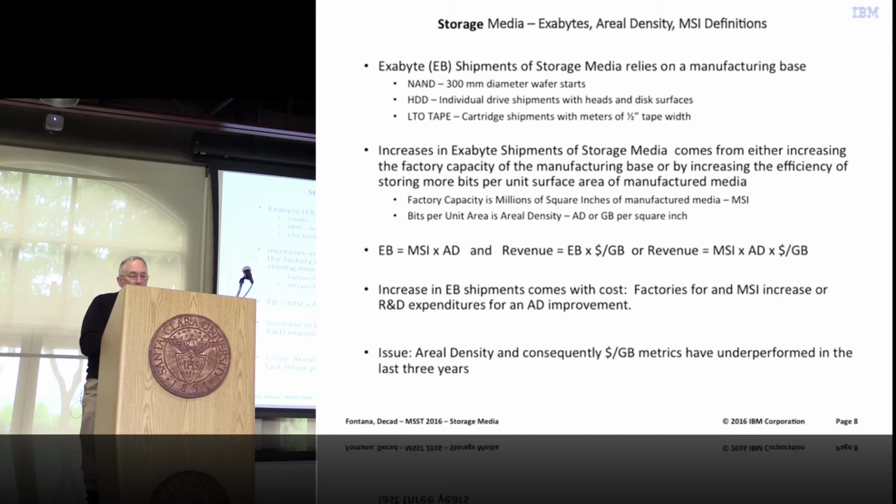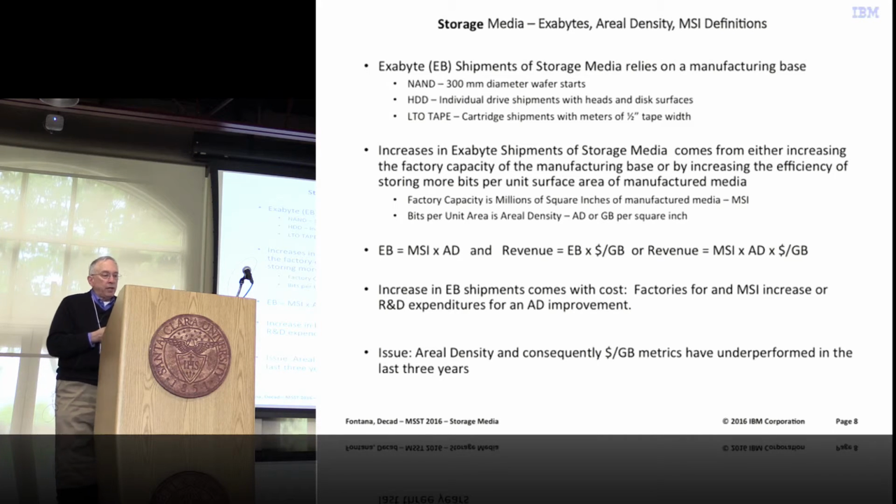The exabytes is simply the manufacturing base times the areal density, and the revenue is the exabytes times the dollars per gigabyte. The problem you face is that if an industry faces downward price pressure, the amount of exabytes they ship better move up if you want a revenue increase, not necessarily profit. Or the revenue is just your manufacturing base times the areal density times the dollars per gigabyte. So you can toggle this any way you want to.